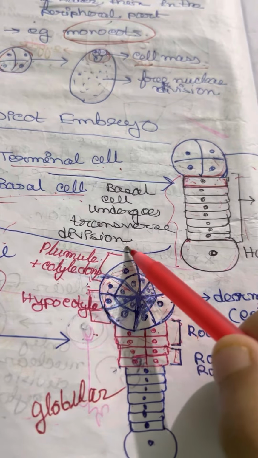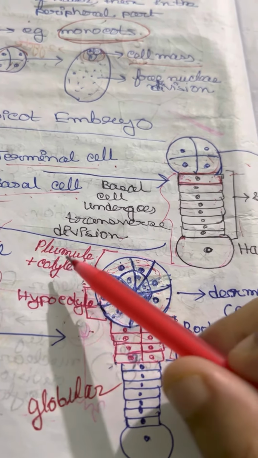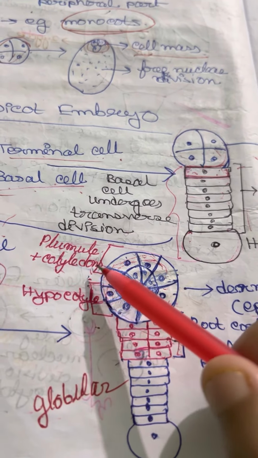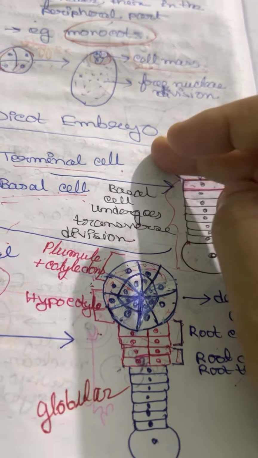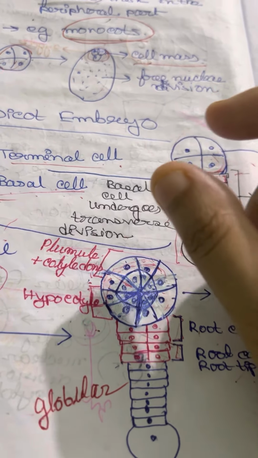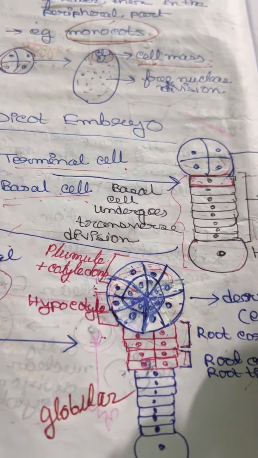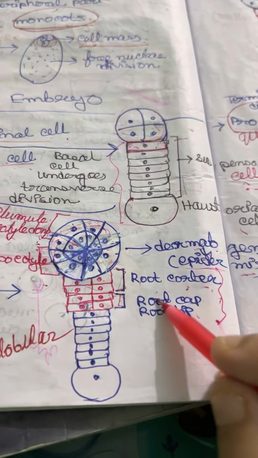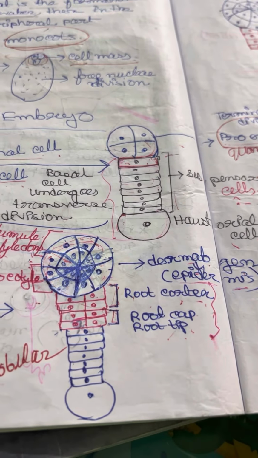And the upper 8 cells which are not in contact with this hypophysis will give rise to the plumule and cotyledon. So basically you remember, from the plumule the shoot is developed in a seed, and from the radicle the root is developed. Radicle means this root cap, root tip and root cortex together are called the radicle.